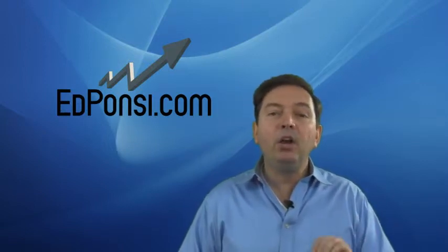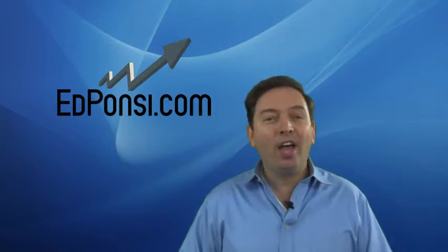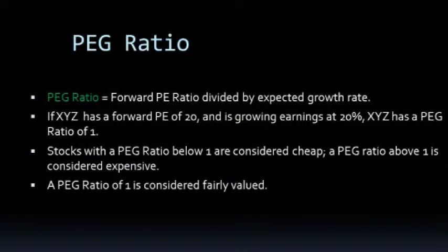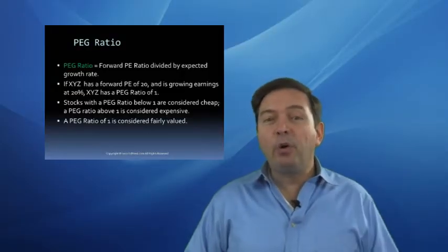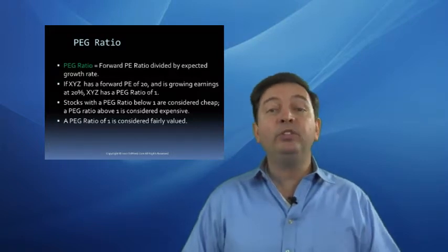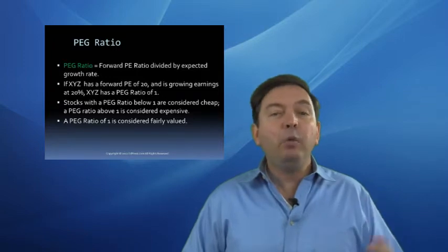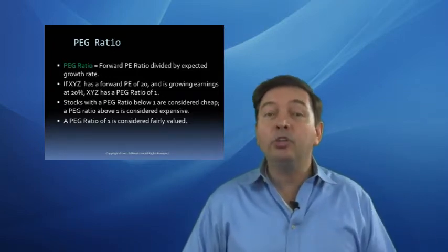So how do we compare companies that have different growth rates? Simple. We have something called the PEG ratio. PEG ratio is simply the forward PE ratio divided by the expected growth rate. If XYZ stock has a forward PE of 20 and it's growing earnings at 20%, we say that XYZ has a PEG ratio of 1. And a PEG ratio of 1 is considered fairly valued. We say, okay, that's right about where it should be.